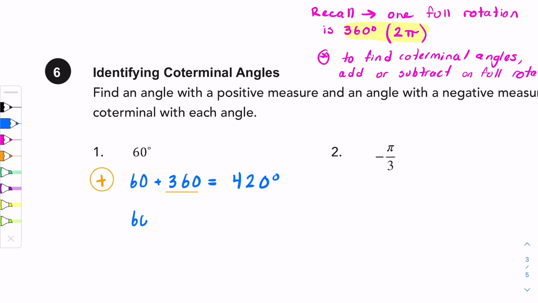Next, we're going to take 60 degrees and we're going to subtract 360, and that's going to give us a solution of negative 300 degrees. That's your negative answer, and we just found that by subtracting 360.